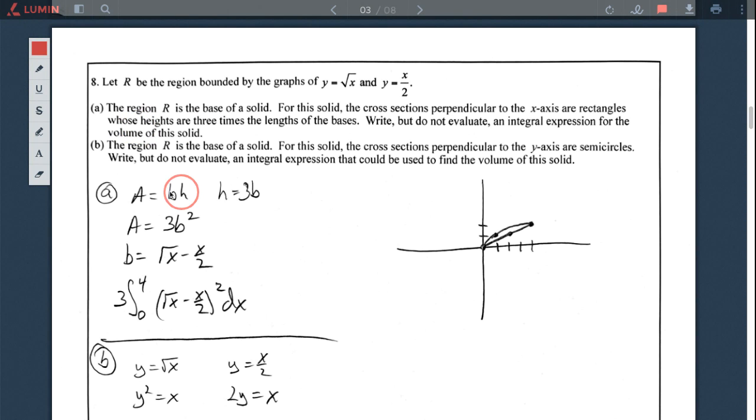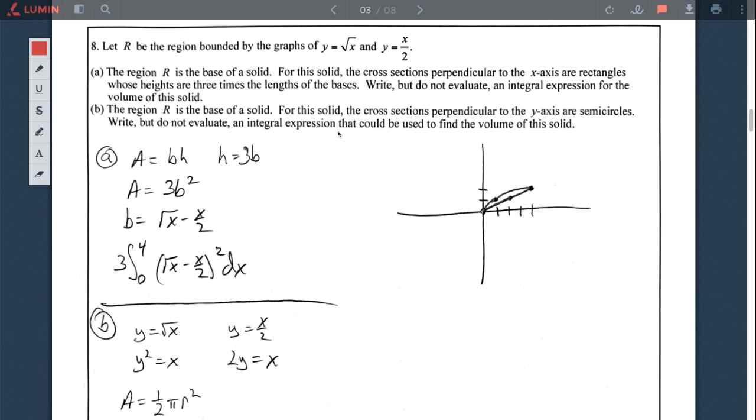So rectangle is base times height. They also said the heights are 3 times the base. So h equals 3b. So I plug 3b in for h and simplify that, and it gives me 3b squared. So then I need to figure out what b is. b is going to be top minus bottom. So top is the square root. Bottom is the line. Then I plug that in to b squared and move the 3 out. There's the 3. Here's the b. It's squared. And then where these intersect are at 0 and 4.